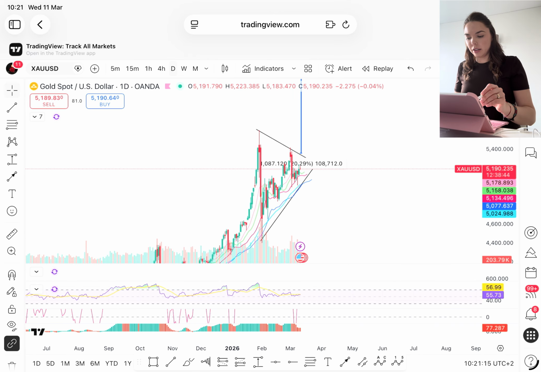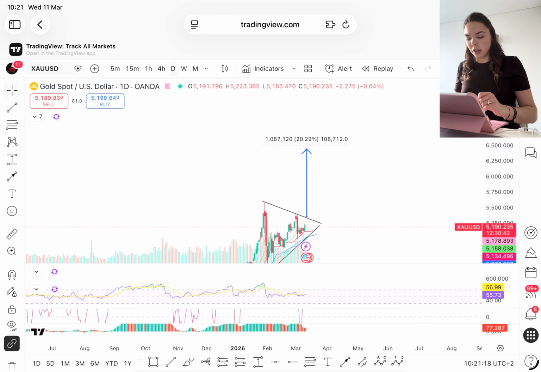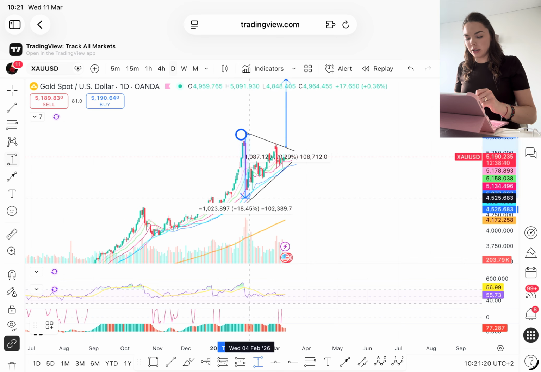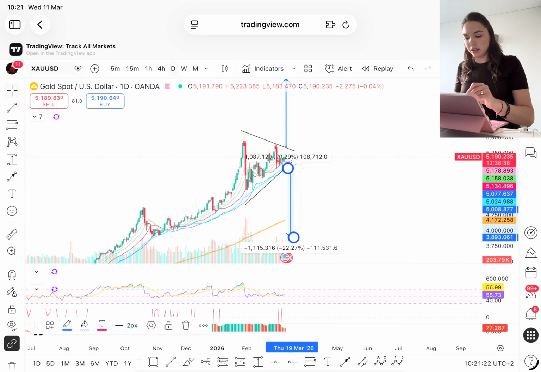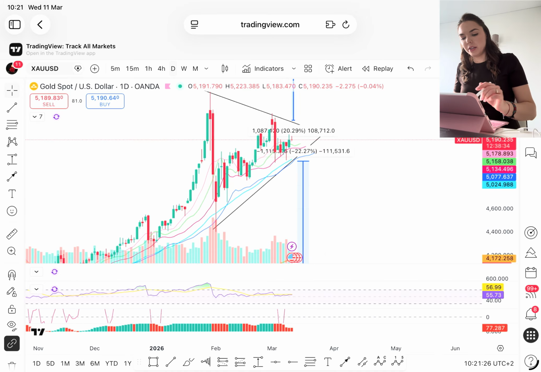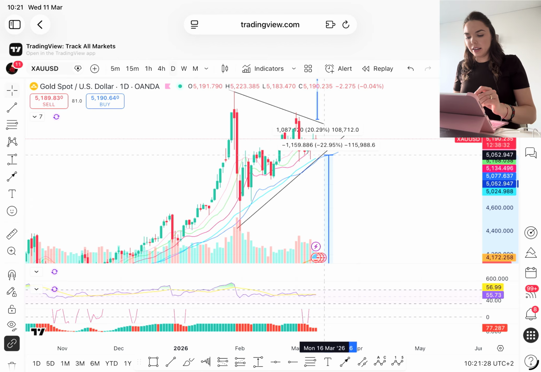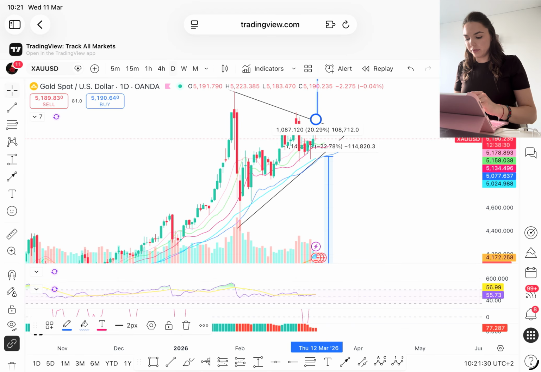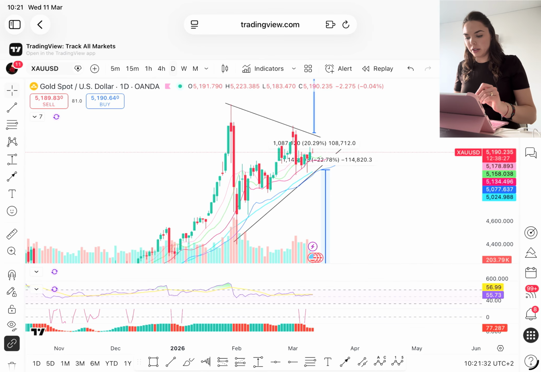So yeah, of course, there is always another scenario. I'm usually preparing for both scenarios, go up or down. And in this case, let's just pin it.